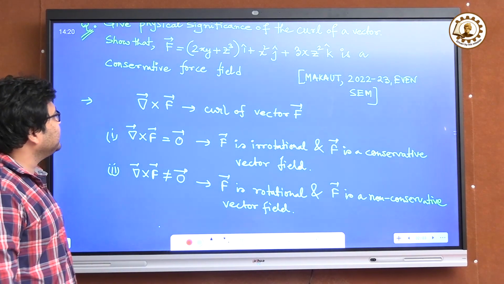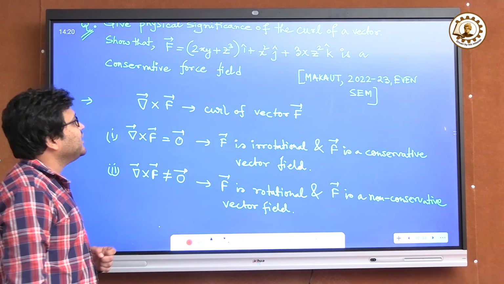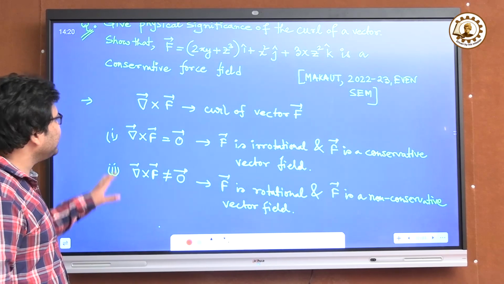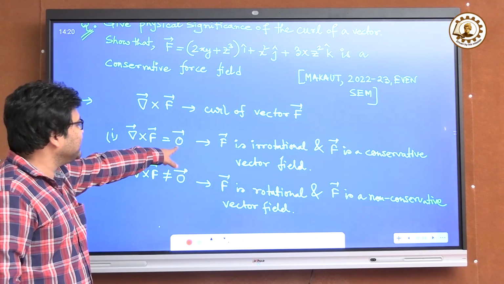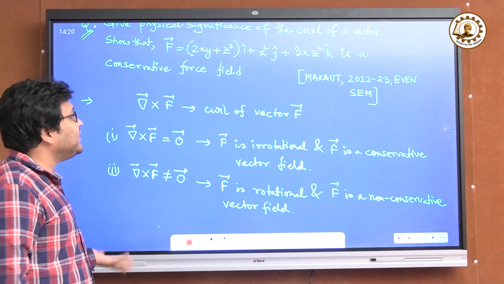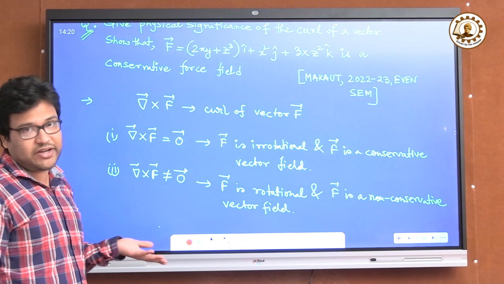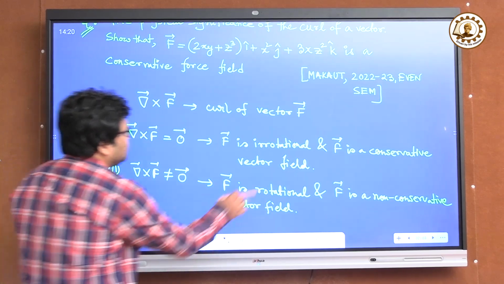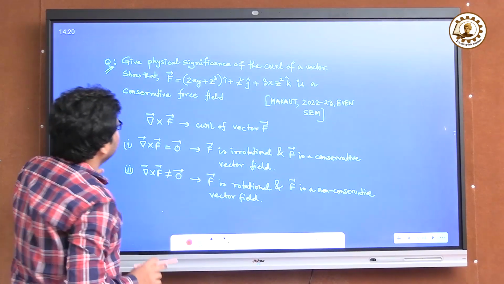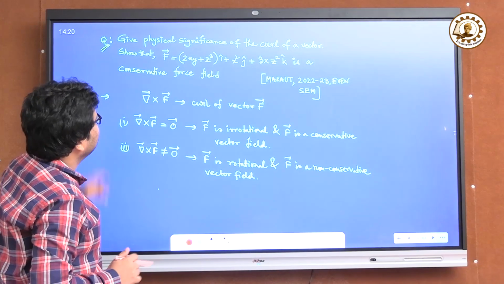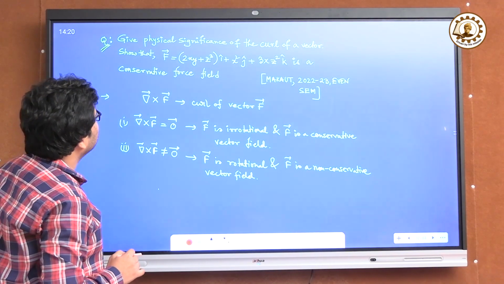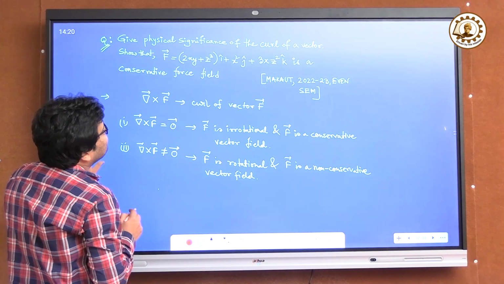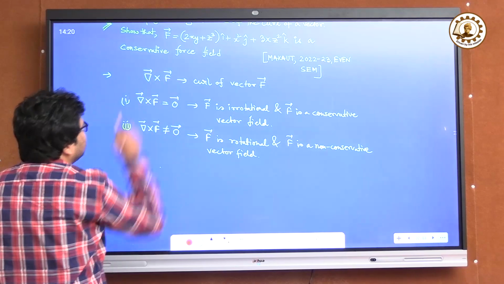Now we have to show that the given vector field F is a conservative vector field. So from this definition, we have to show that the curl of this vector will be 0. If it is 0, then obviously it signifies that F vector is a conservative vector field. So let's start. So we have our F vector, that is (2xy plus z cube) i cap. So this is the x component. So we have to take the curl of this vector field.